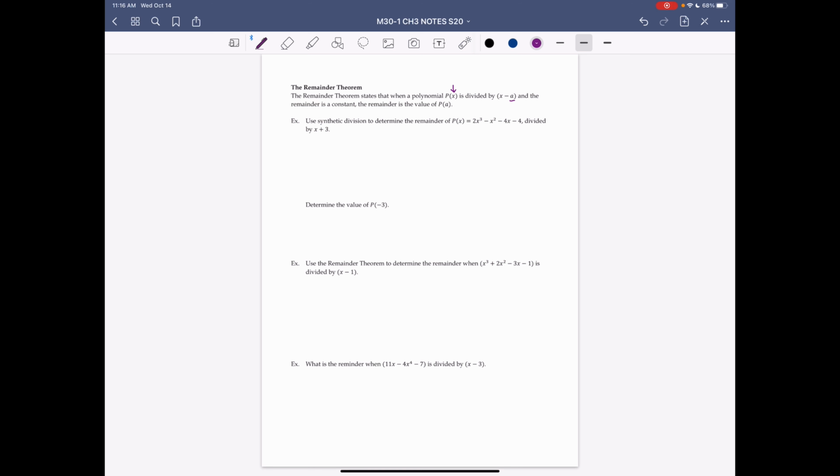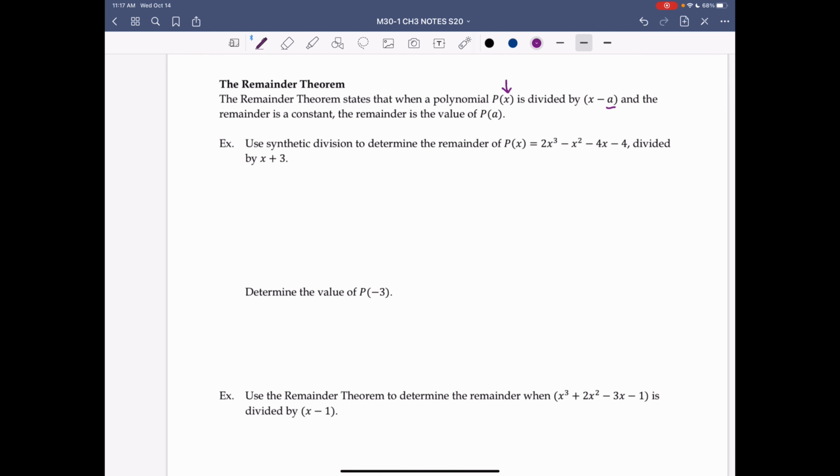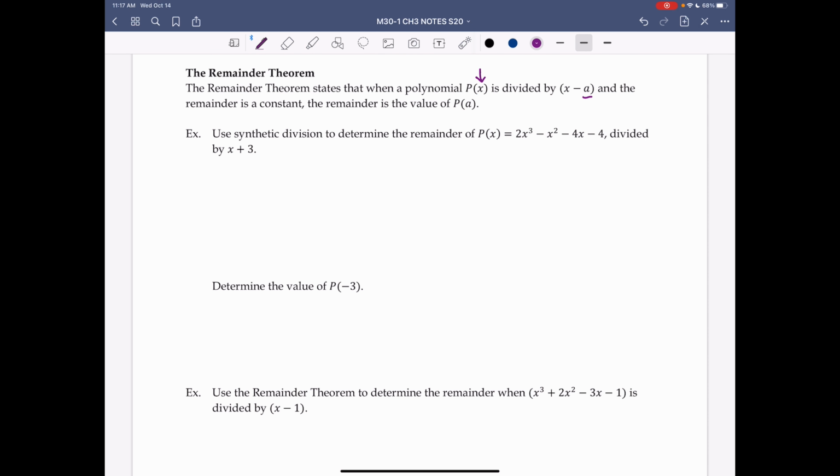Use synthetic division to determine the remainder of p of x equals 2x to the 3 minus x squared minus 4x minus 4 divided by x plus 3. Our coefficients are 2 for the 2x to the 3 term, then minus 1 for the minus x squared term, then minus 4 for the minus 4x term, and then minus 4 for the constant. Draw our L shape. We're dividing by x plus 3, so we put plus 3 on the outside. We drop down our first coefficient, and then we're going to multiply outside.